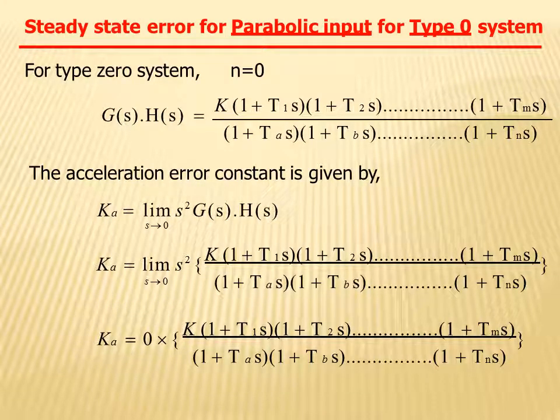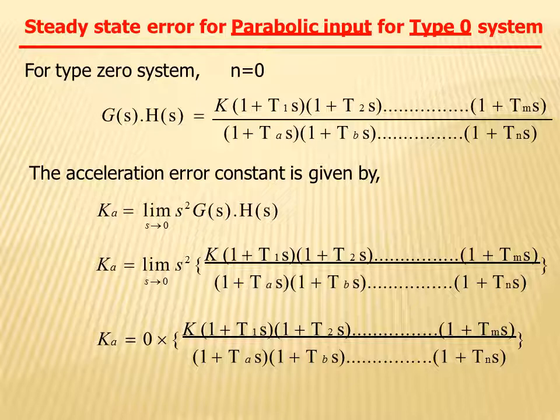Next is for parabolic input. As we consider first type 0 system, for type 0 system n is equal to 0. Then G(s)H(s) is equal to K into (1 plus T1 into s)(1 plus T2 into s) up to (1 plus Tm into s) divided by (1 plus Ta into s)(1 plus Tb into s) up to (1 plus Tn into s).